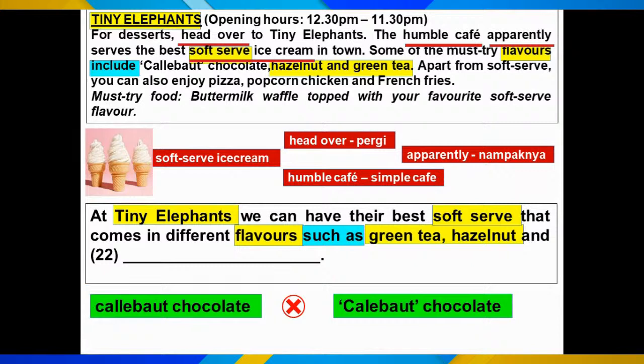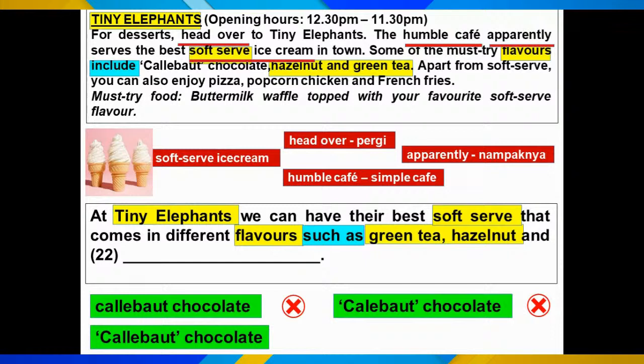Because of why? Because of the spelling. Okay, spelling. So again, spelling is very important. So we can't accept this answer. Missing one L, right? So it should be typo error. Typo, misspell.